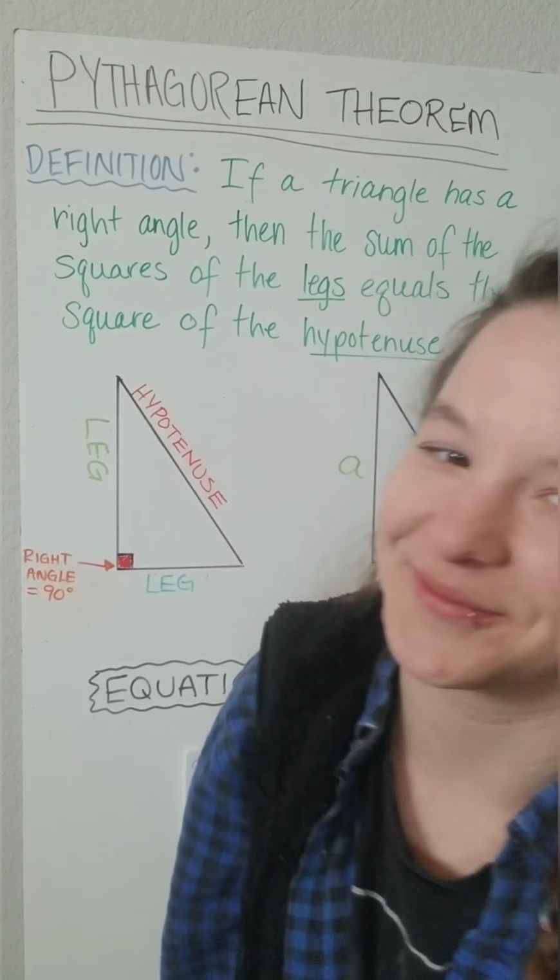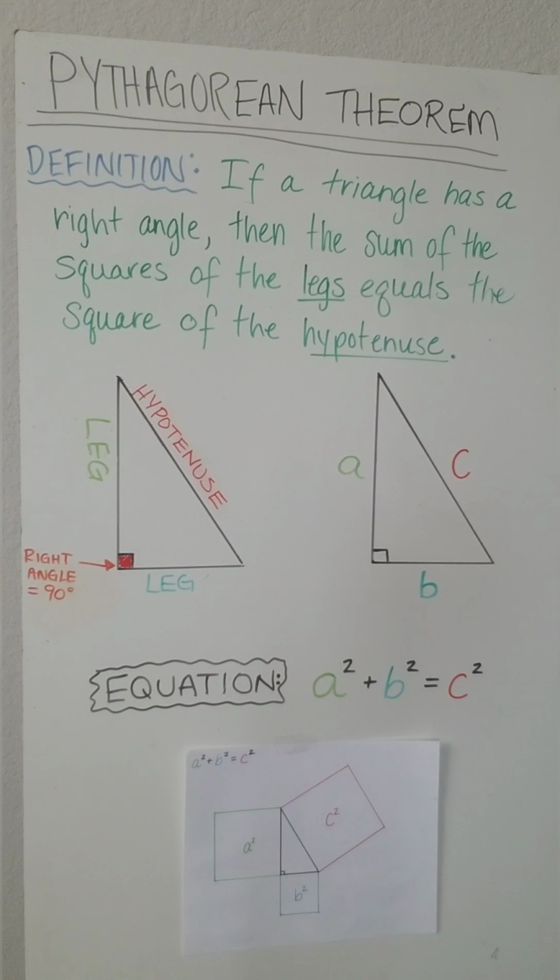So let's get started. The definition of the Pythagorean theorem is: if a triangle has a right angle, then the sum of the squares of the legs equals the square of the hypotenuse. Now there's a few terms here that are new to us. Let's go over them. So first one is legs.